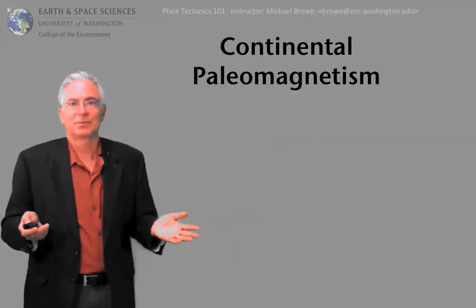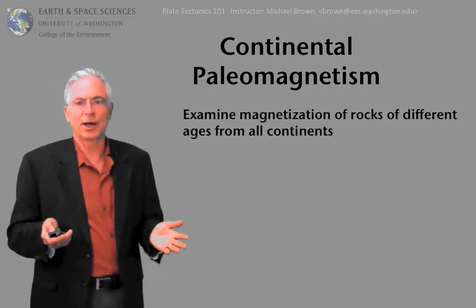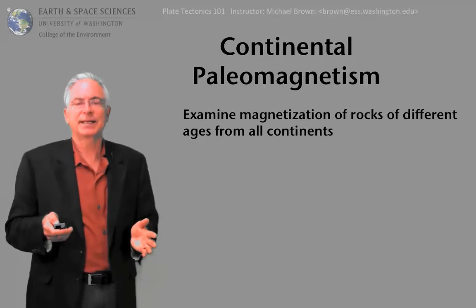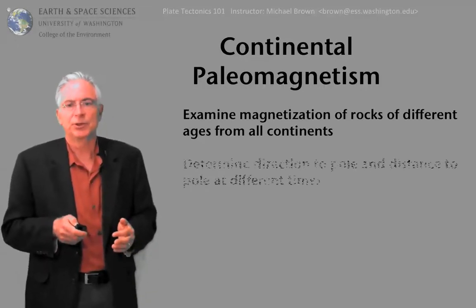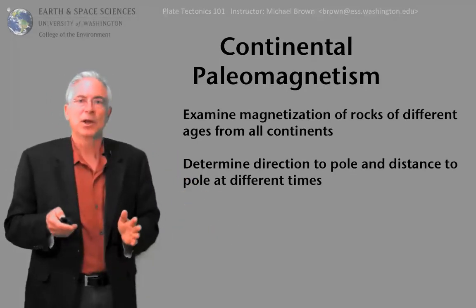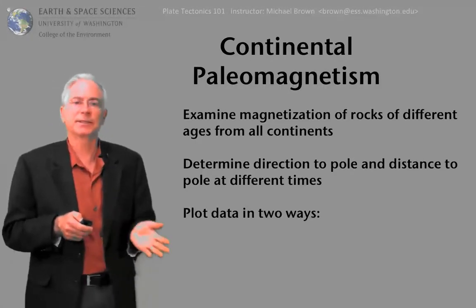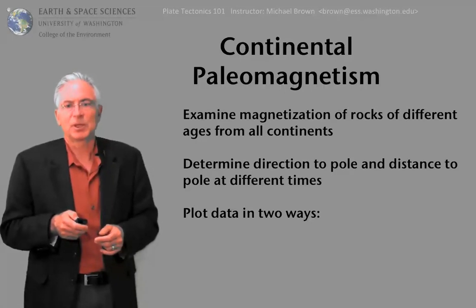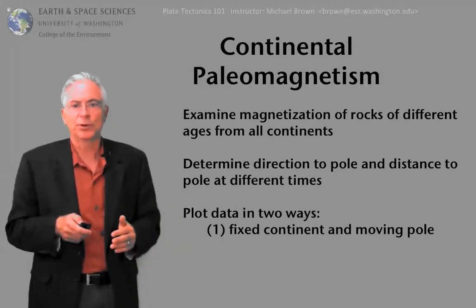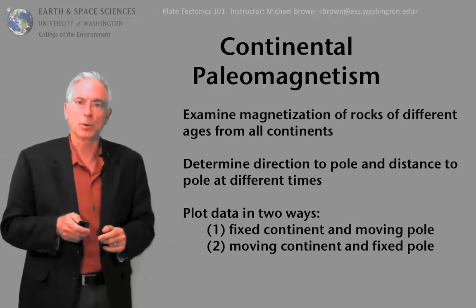So, what is continental paleomagnetism? What you do is you go out and you examine the magnetization of rocks of different age from all the continents. So you gain a record of how the magnetic field changed over time. You determine the direction to the magnetic pole and the distance to the pole in each of these rocks at each point in time. You can plot these data in two different ways. You can plot it as if the continent stayed still and it was the pole that moved, or you could plot it as the pole stayed where it is and the continents moved relative to the pole.